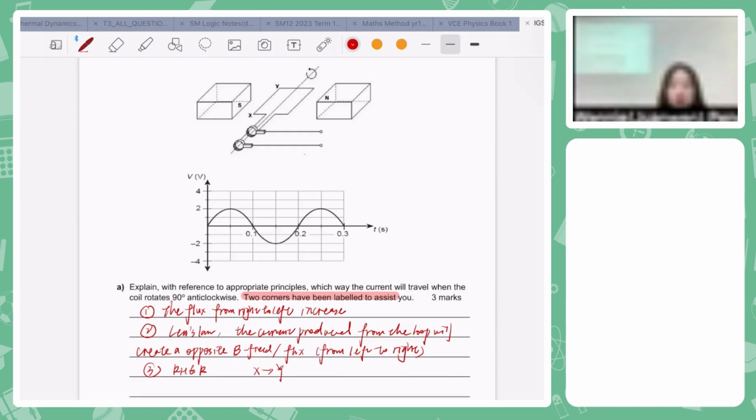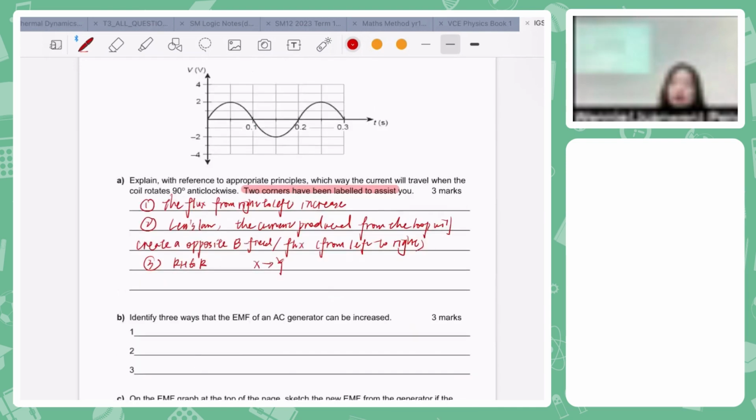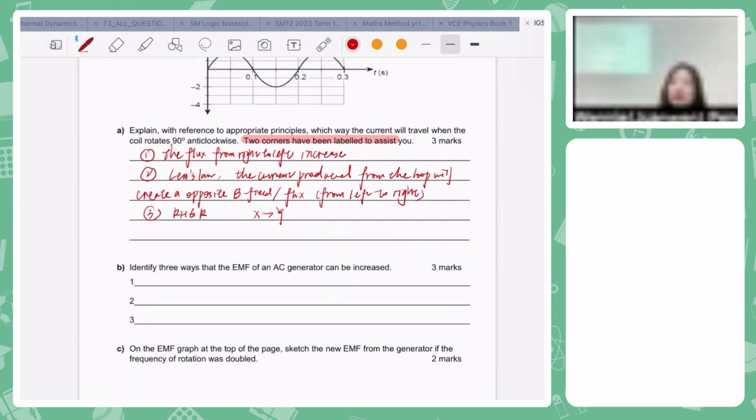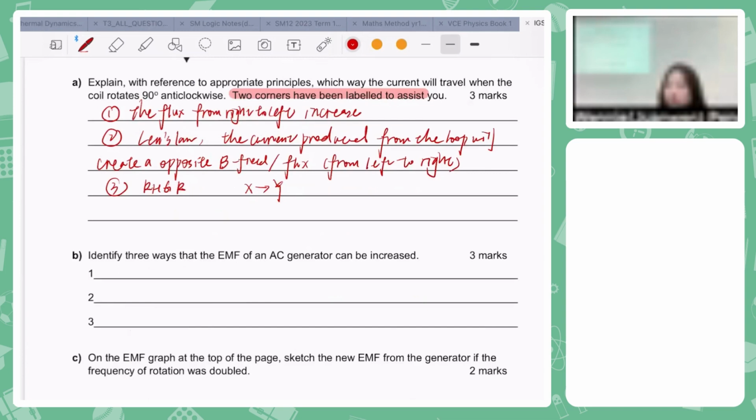All right, so here's question A, first period. Question B asks you to identify 3 ways that the EMF of the AC generator can be increased. All right, Alan. Increase the number of turns, the speed of the coil in the magnet, and the strength of the magnetic field. Yes, exactly.